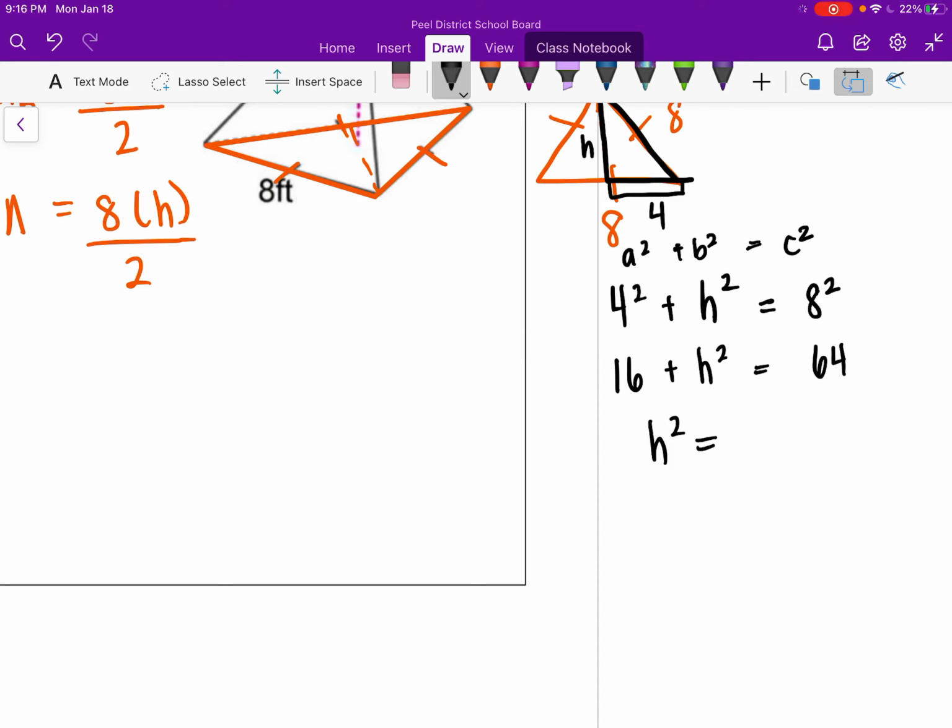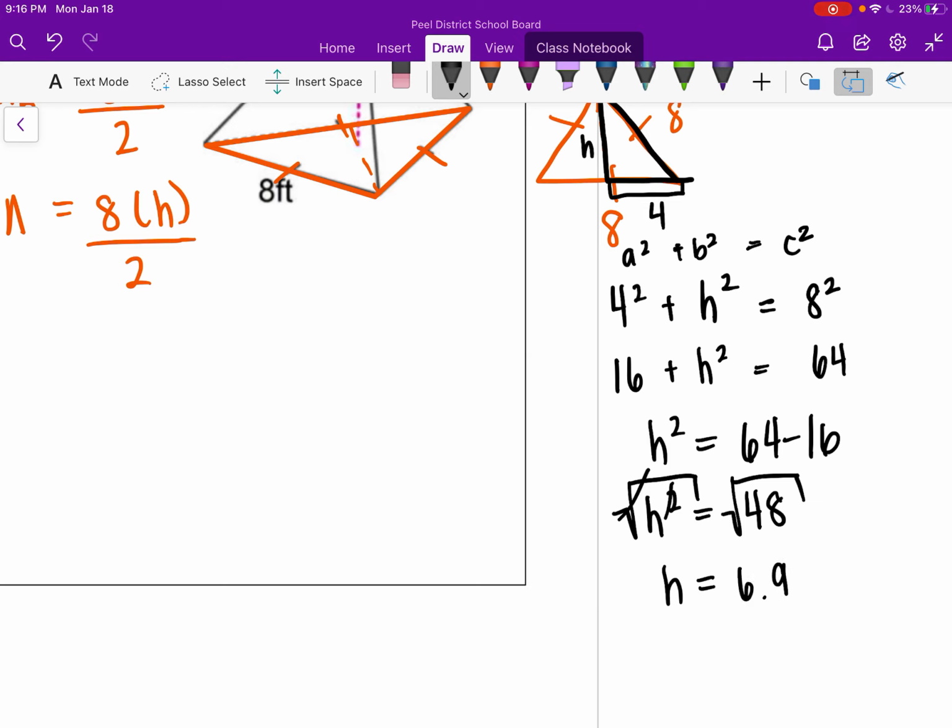So 64 minus 16 is what I'm looking at. Is going to be 48. So h squared equals 48. If I want to get h by itself, I got to cancel it out with that square root sign. So h is equal to square root of 48, which is about 6.9. 6.928. So I'm going to write 6.928.